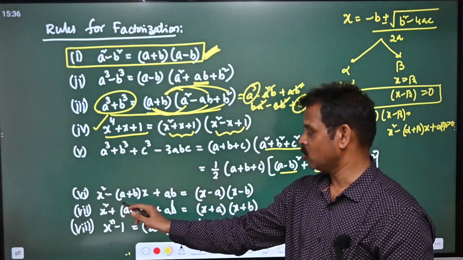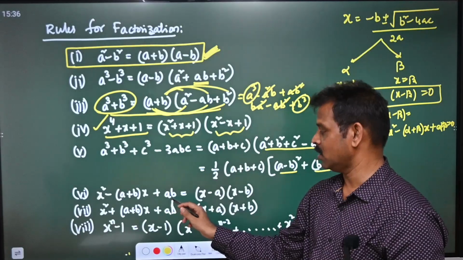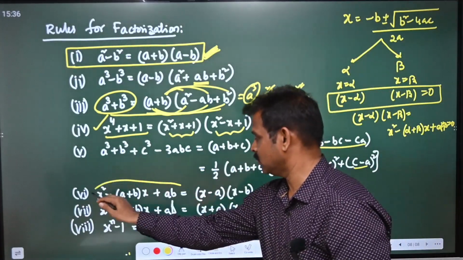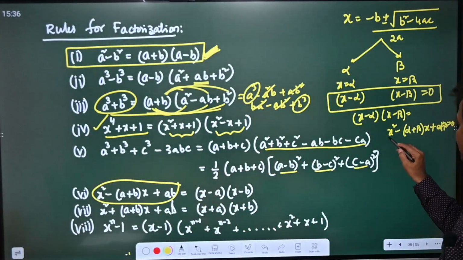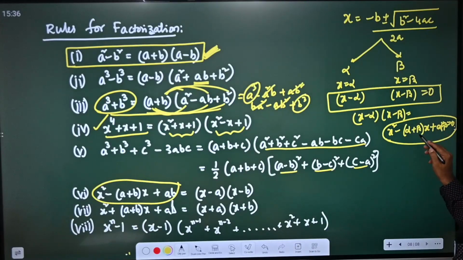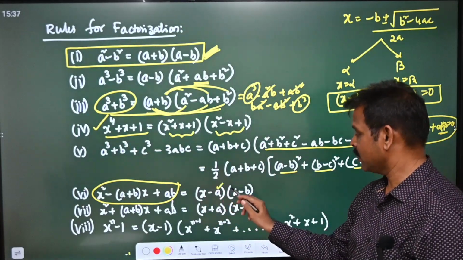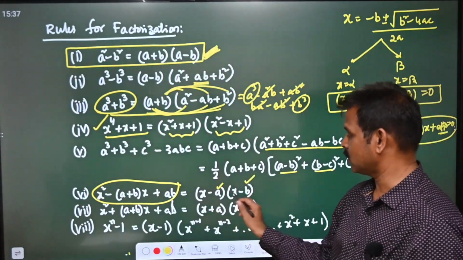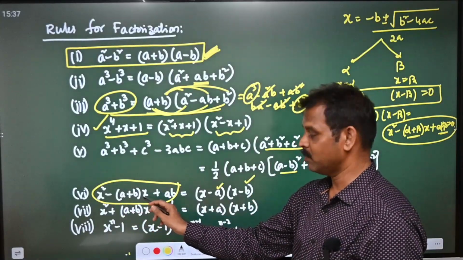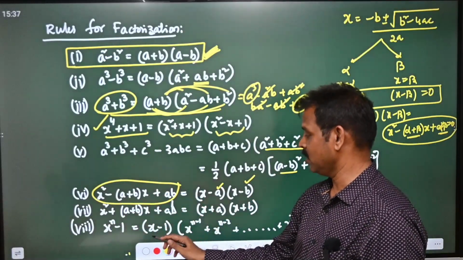Then x square minus (a plus b) x plus ab. This is nothing but x square minus (alpha plus beta) x plus alpha beta. These are the sum of the roots, this is the product of roots. So here x will become a, x will become b. So product of these two will become x square plus (a plus b) x plus ab.